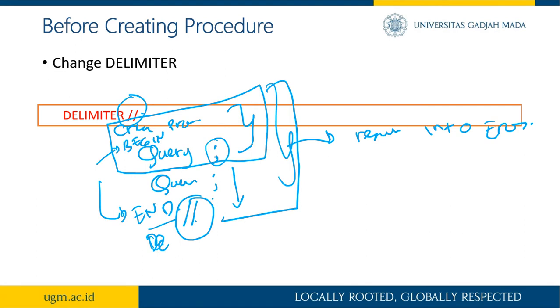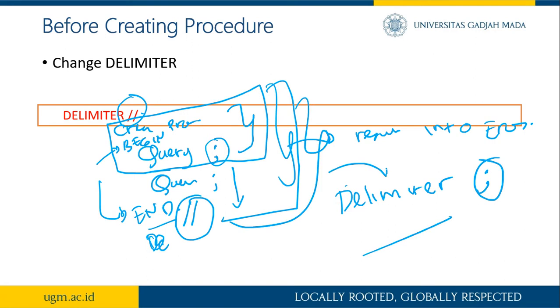And right after you finish creating the procedure, don't forget to change your delimiter back to semicolon. After you finish creating the procedure, change it back to semicolon, so later you can execute any other queries with the semicolon delimiter again.